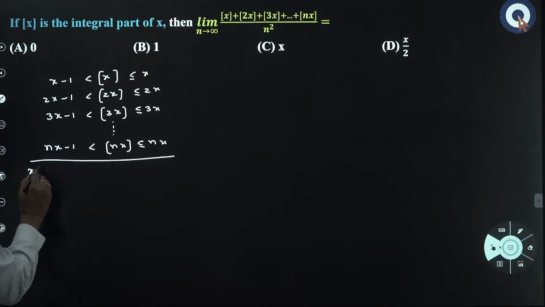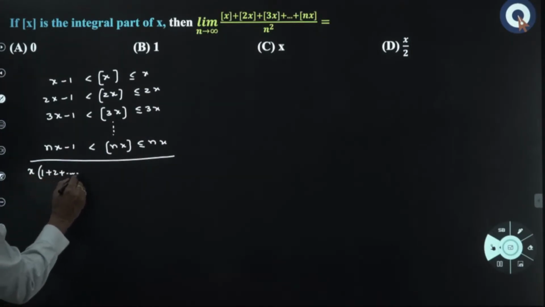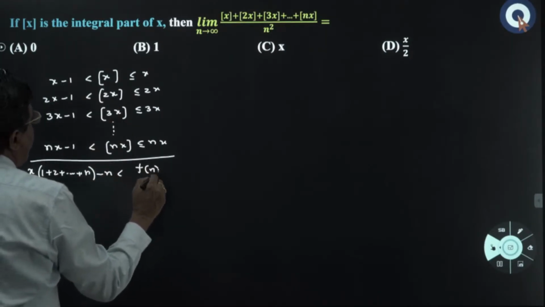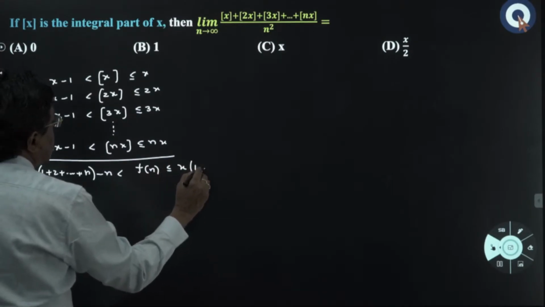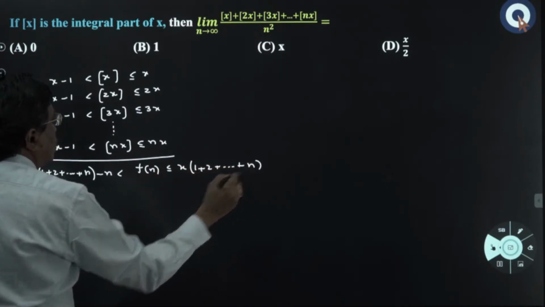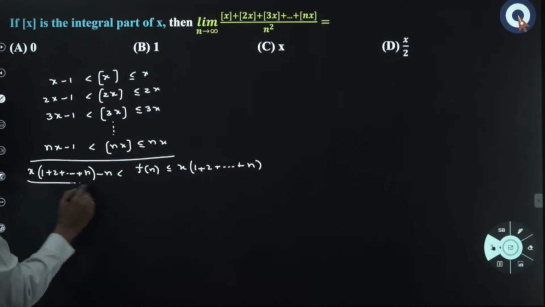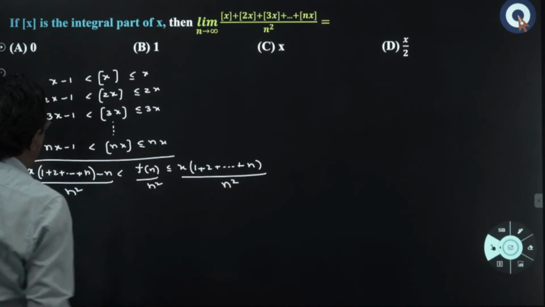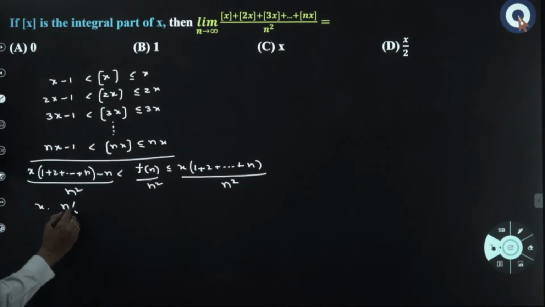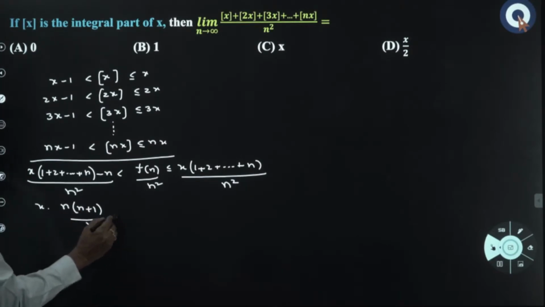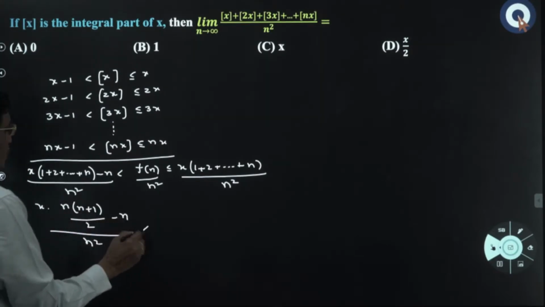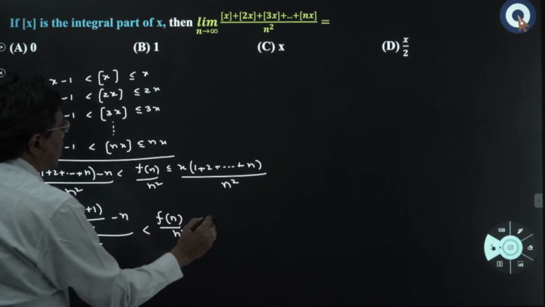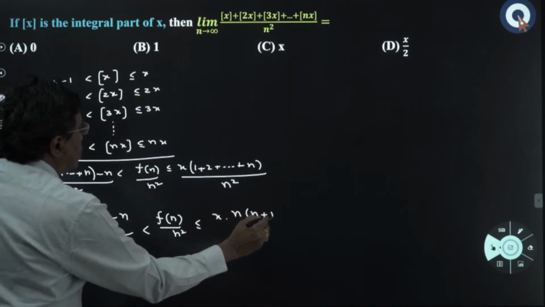So, this is x into 1 plus 2 plus so on plus n, minus n, less than, all this I will call it as f n, less than or equal to x into 1 plus 2 plus so on plus n. Now, if you divide throughout by n square, you have x into n plus 1 by 2 minus n by n square is less than the limit of f of n by n square, and here this is x into n into n plus 1 by 2n.